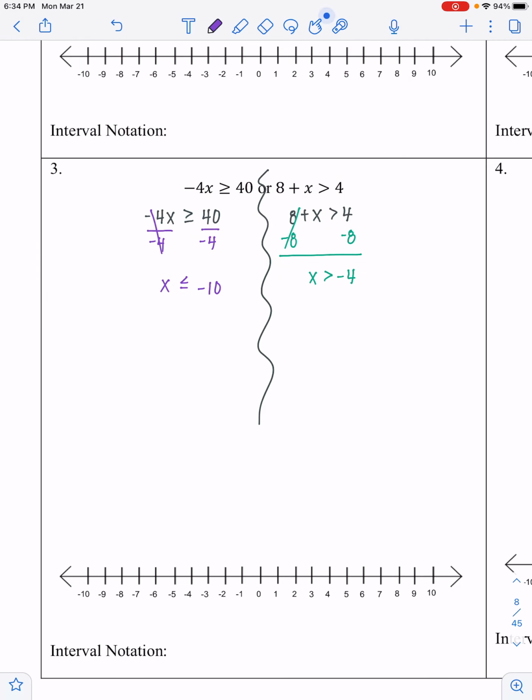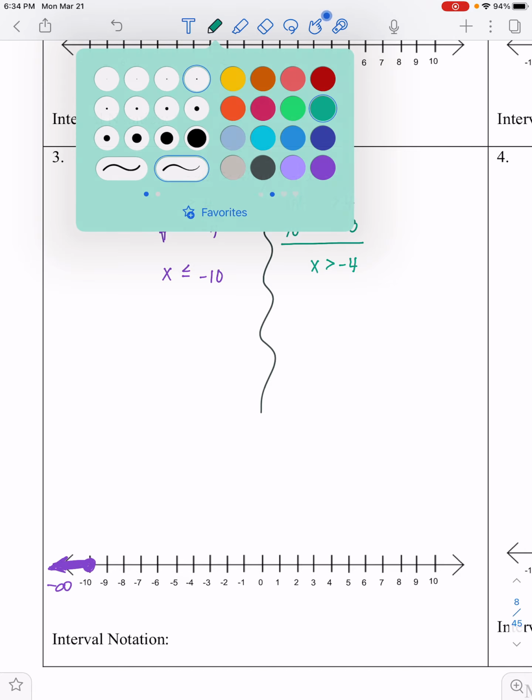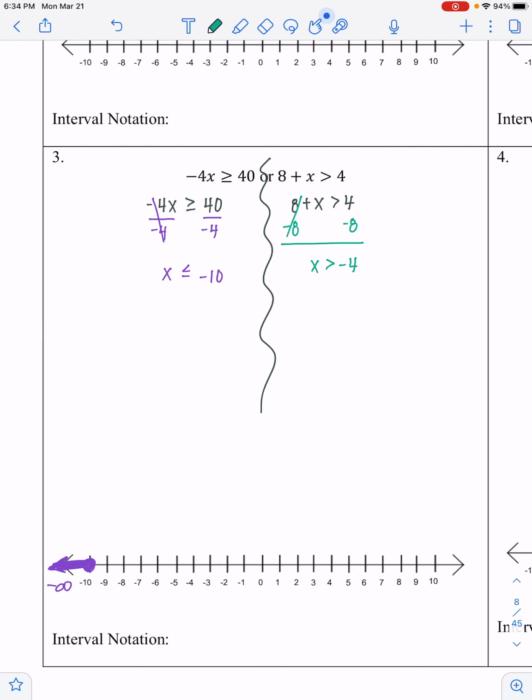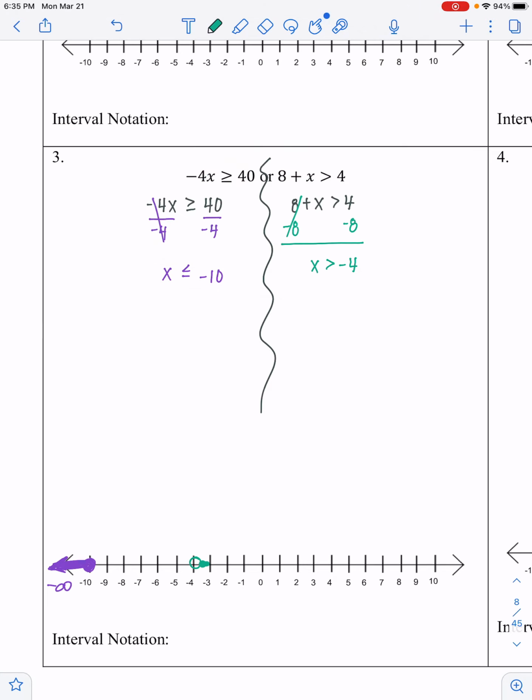I'm going to graph the purple one first. Less than or equal to -10. I have a circle at -10, and it is a closed circle. Less than means we are shading to the left, towards -infinity. Let's go ahead and do the right one. X is greater than -4, so I have a circle at -4. It is open, right, because there is no or equal to, and then we're going to be shading to the right because I want the numbers that are bigger than -4.